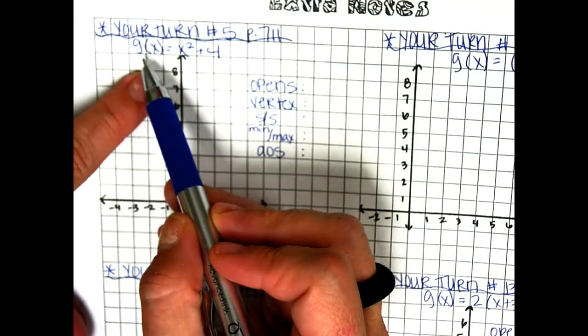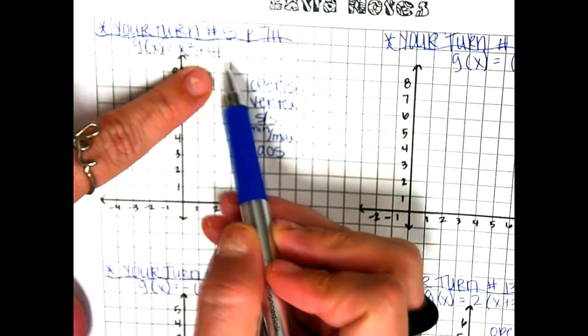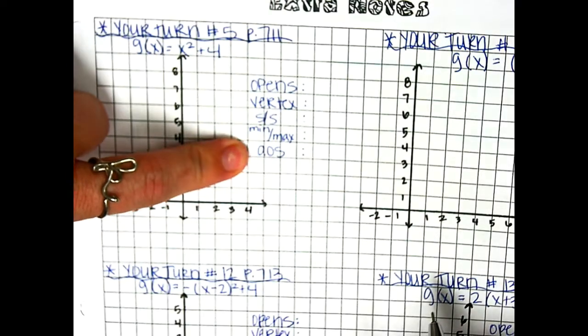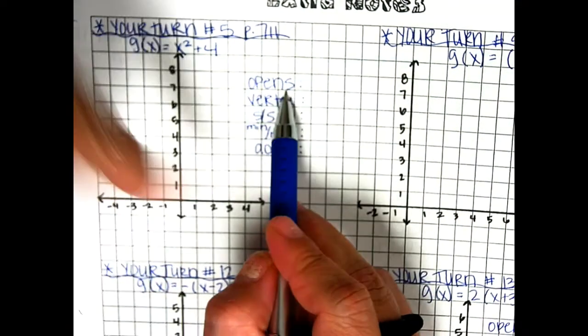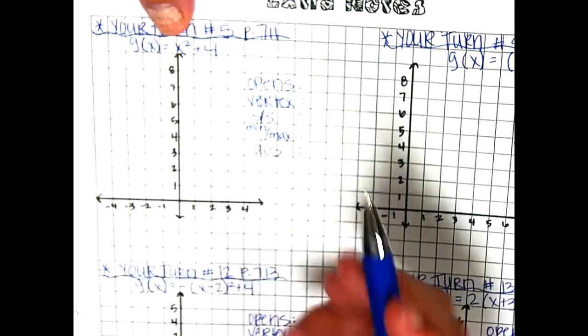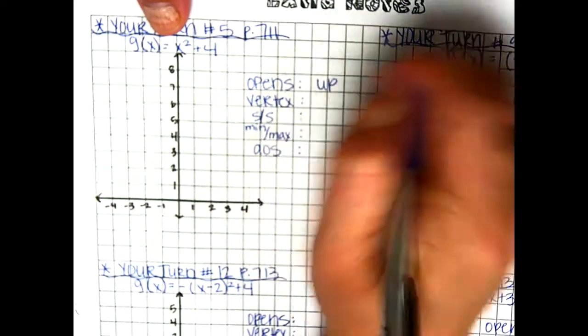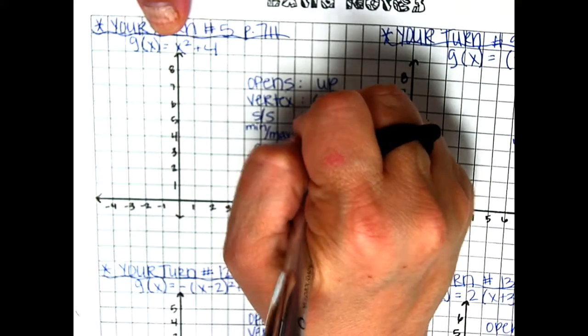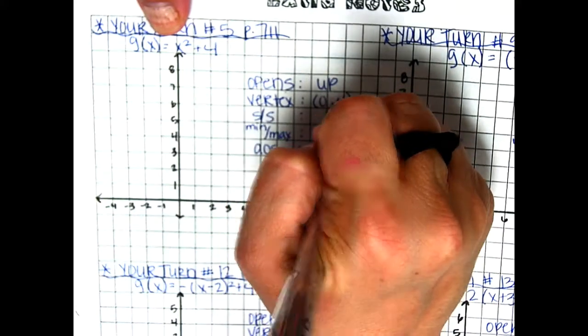The first one is g of x equals x squared plus 4. So we're going to answer these 5 questions about it first. Is this graph going to open which way? Well, the a term would be 1 because we can't see it, so it opens up because it's positive. The vertex is h, k, so that's going to be 0, 4.